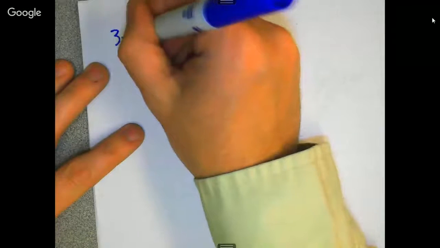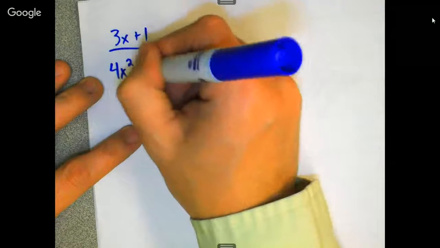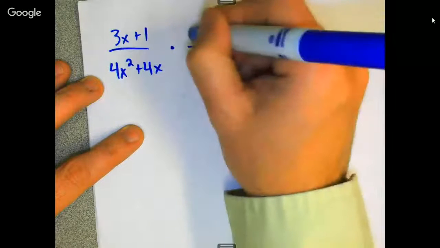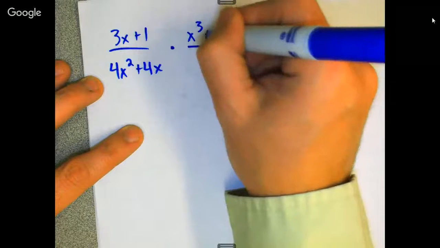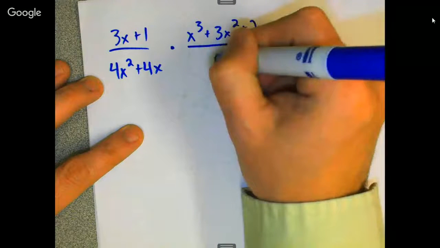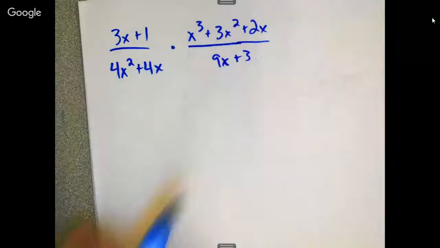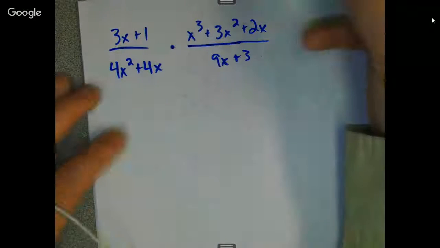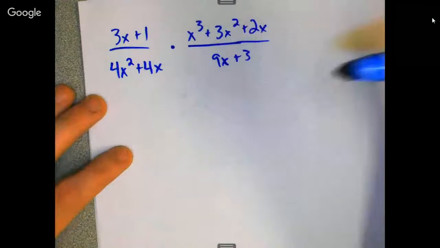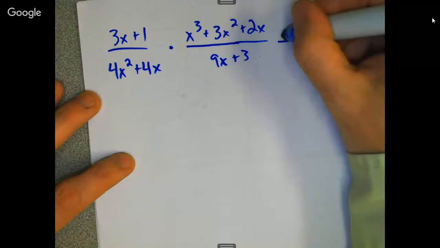x plus 1 over 4x squared plus 4x, times 3 over 3x squared plus 2x, and 9x plus 3. Okay, so we've got to factor everything. Now, when I do this, sometimes I'll just write the factors above it, but maybe some of you need to completely rewrite it. Okay, so we'll factor everything.